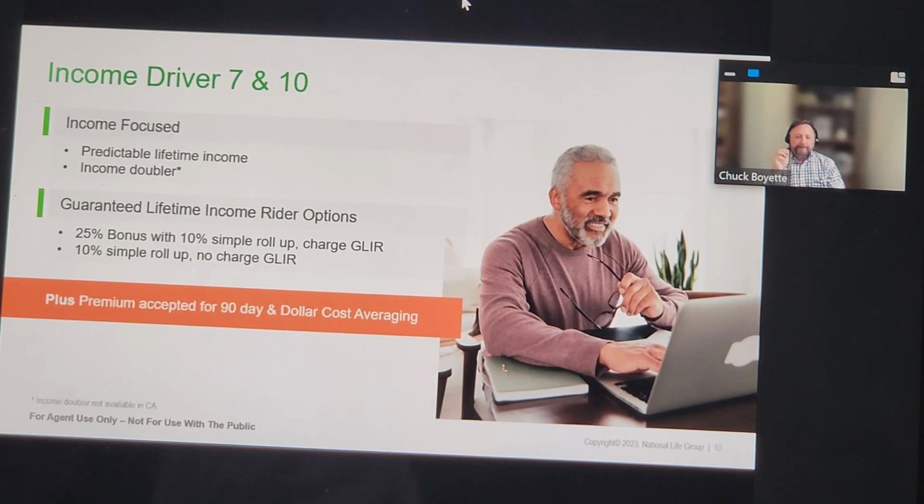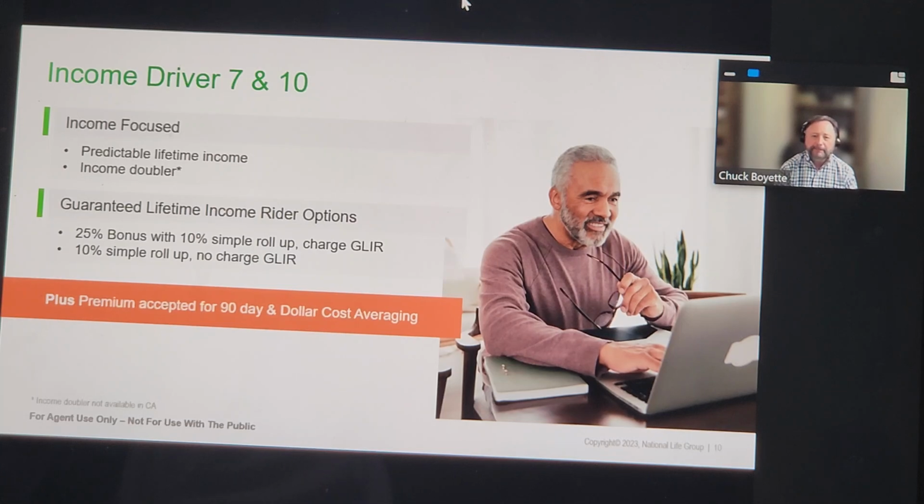So 25% up front, and then they get another 10% that is rolled up every single year for 10 years or until they turn on their GLEAR. There is a 1% fee for that GLEAR option. And then we have another GLEAR option with the Income Driver, and that is no fee, does not include the 25% upfront bonus, but does include the 10% simple roll-up.